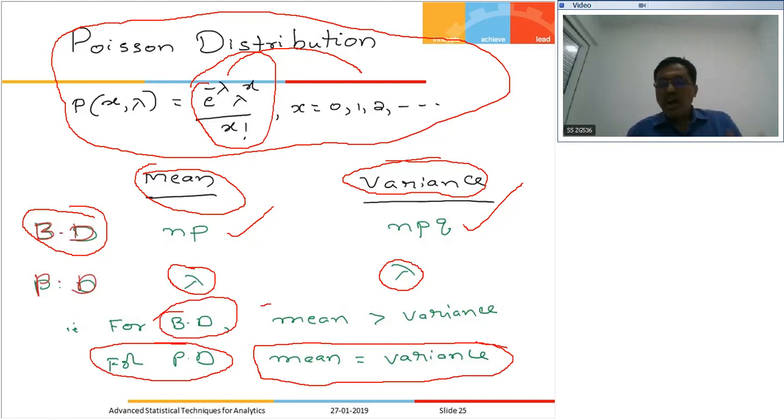Okay. If mean is less than variance, that is the next question. Then we have to look for some other distribution. As far as these two distributions are concerned, these are the relations: mean equal to variance, Poisson; mean greater than variance, binomial distribution.